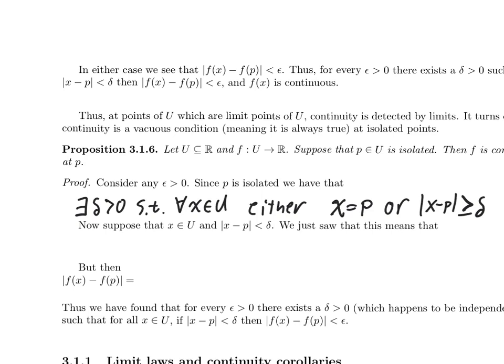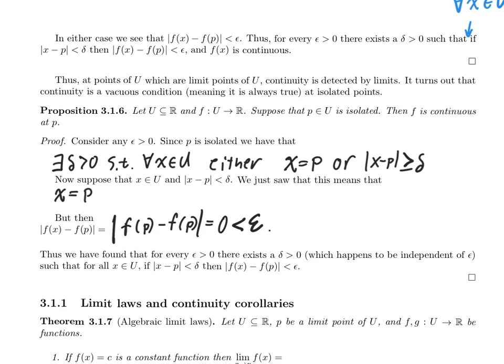Oh, wait, but if the absolute value of x minus p is less than delta, then this branch of the OR statement is false. So it must be that this branch of the OR statement is true. So it must be that x is equal to p. But then we have something that's going to seem super similar. This means that the absolute value of f of x minus f of p is equal to the absolute value of f of p minus f of p, which is equal to 0, which is in fact less than epsilon.